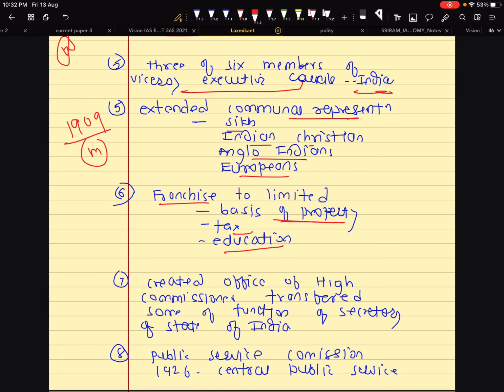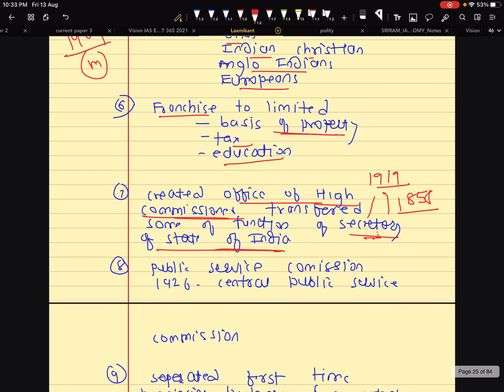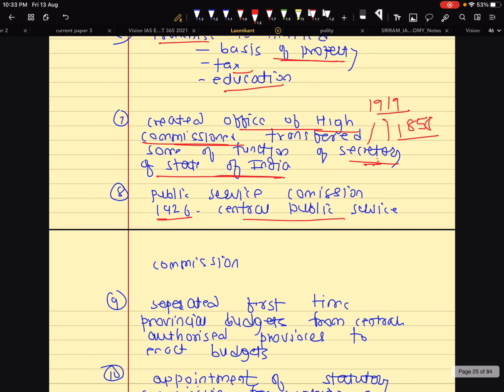They also created a separate office, the office of High Commissioner, and transferred some subjects from the Secretary of State for India. The Secretary of State, I hope you remember, was appointed after the 1858 Act to advise the Viceroy. So in 1919 they created another office, the office of High Commissioner, and some functions of the Secretary of State were transferred to it. Then the Public Service Commission, our UPSC, the Central Public Service Commission, was established in 1926 by this act. Remember, this can be an MCQ.